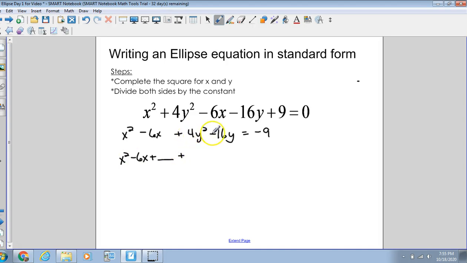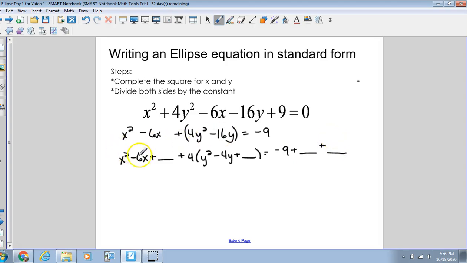We've got a 4y squared minus 16y. So we want to look at our y separately. We want to pull out the greatest common factor. And that factor is 4. Once we pull out that common factor of 4, then we have y squared minus 4y plus blank for completing the square equals negative 9 plus blank, whatever we add for the x's, and then whatever we add for the y's right here.